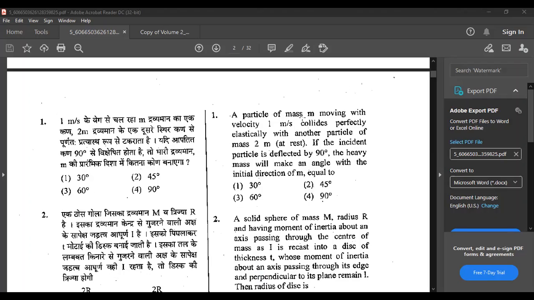A particle of mass m moving with a velocity 1 meter per second collides perfectly elastically with another particle whose mass is 2m and which is at rest. If the incident particle is deflected by 90 degrees, the heavy mass will make an angle with the initial direction of m that will be equal to what? So this is the problem we have. Now let's start solving this problem.